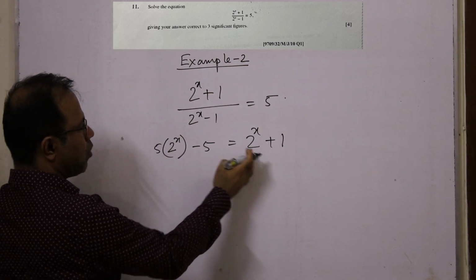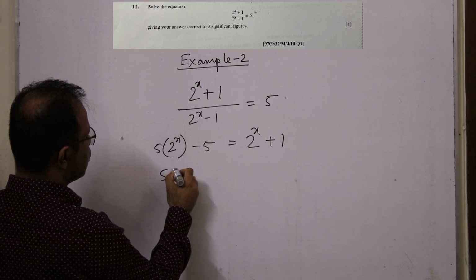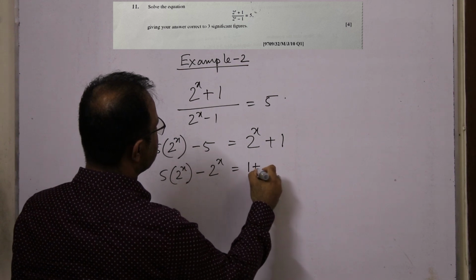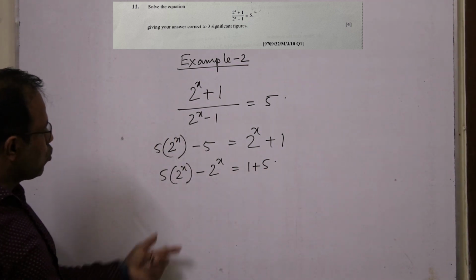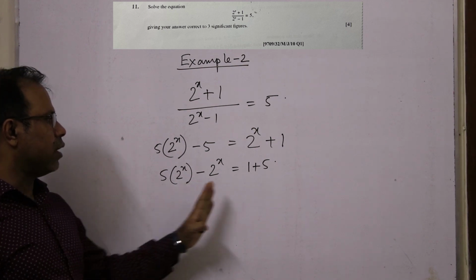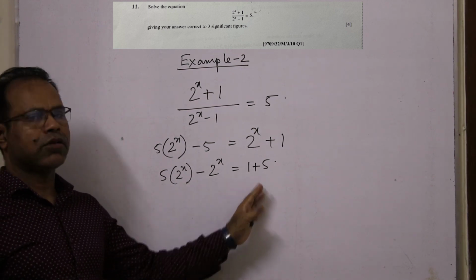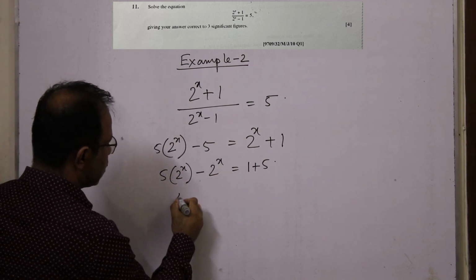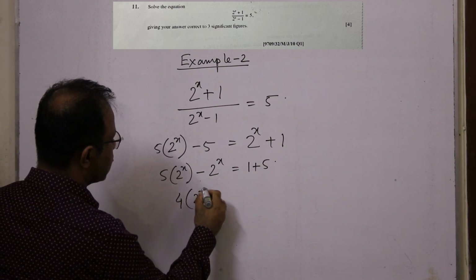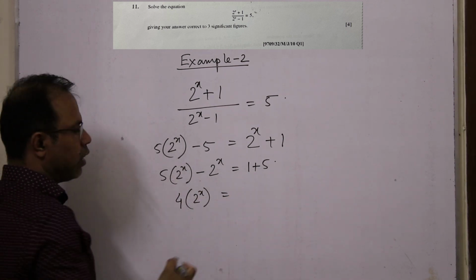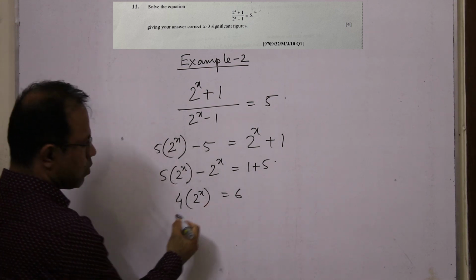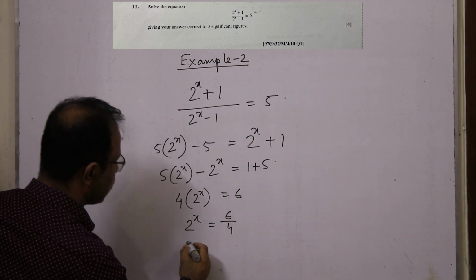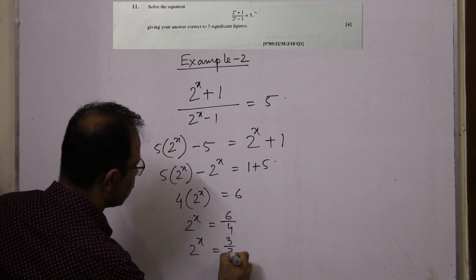If we shift the power x terms here, 5 times 2 to the power x minus 2 to the power x equals 1 plus 5. That means all the 2 to the power x terms are on the left side and the whole numbers on the right side. So 5 times 2 to the power x minus 2 to the power x is 4 times 2 to the power x, equals 1 plus 5, which is 6. If we isolate 2 to the power x, it will be 6 over 4, cancel out. So 2 to the power x equals 3 over 2.